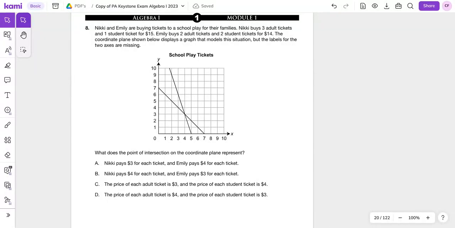Nikki and Emily are buying tickets to a school play for their families. Nikki buys 3 adult tickets and 1 student ticket for $15. Emily buys 2 adult tickets and 2 student tickets for $14. The coordinate plane shown below displays a graph that models the situation, but the labels for the 2 axes are missing.